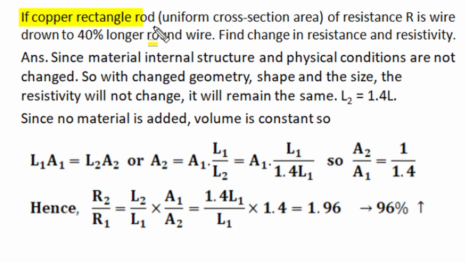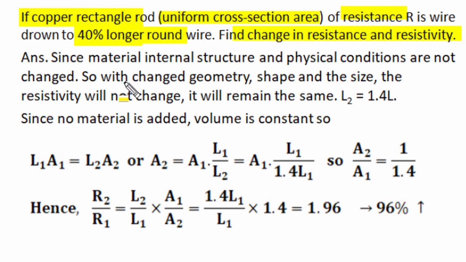This important problem will explain the relation of resistance and resistivity with geometry parameters, and it is given that a copper rectangular rod of uniform cross section area having resistance R is wire drawn by mechanical pressure when the rod is passed through rollers, its length gets elongated by 40%, and in this 40% longer wire, what is the change of resistance and resistivity?